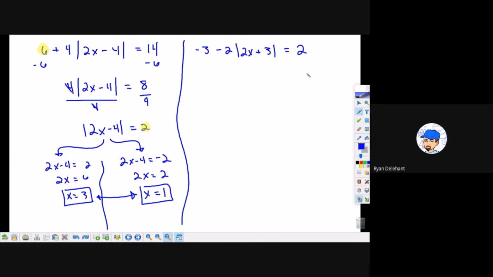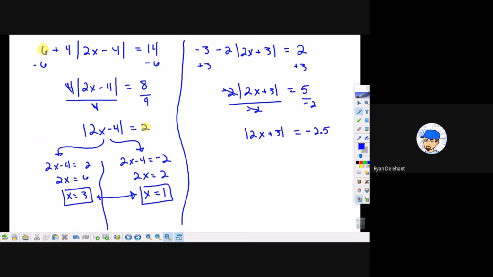All right, let's do our second one over here. So we're going to add this 3. So that's plus 3 and plus 3. So we get negative 2, 2x plus 3 equals 5. Now we're going to divide by negative 2. That'll cancel that out. And that gives us negative 2.5.